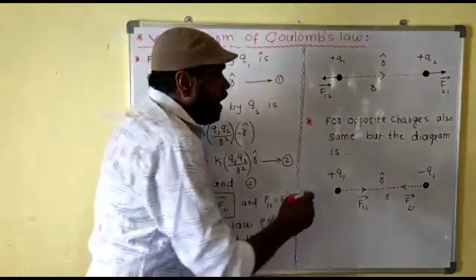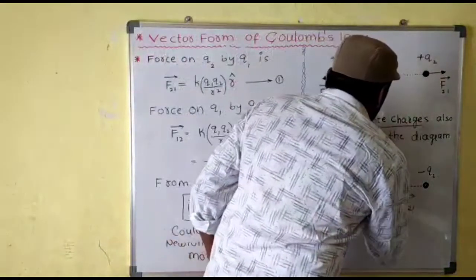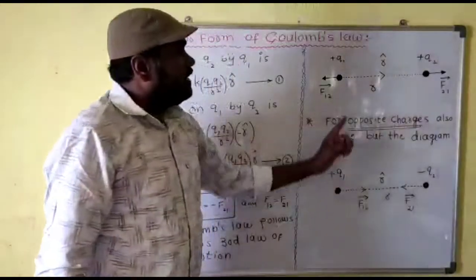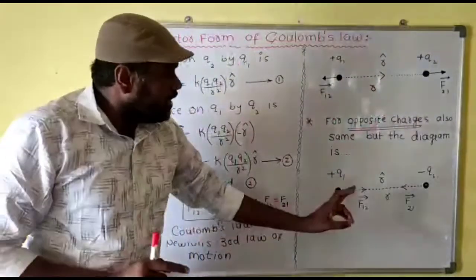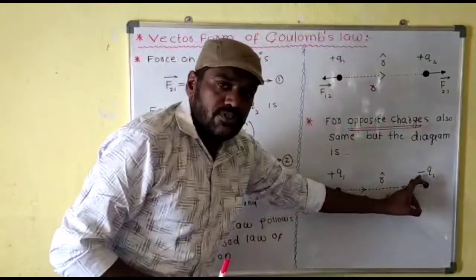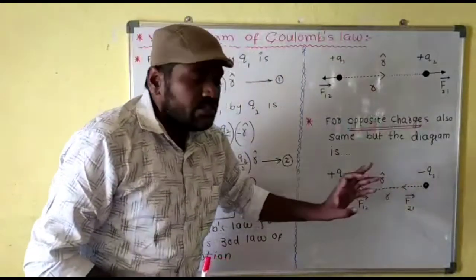Now, when two charges are opposite charges: in the first case we have taken two charges that are similar. Now here I have taken two charges that are opposite. The first charge is positive, the second charge is negative.